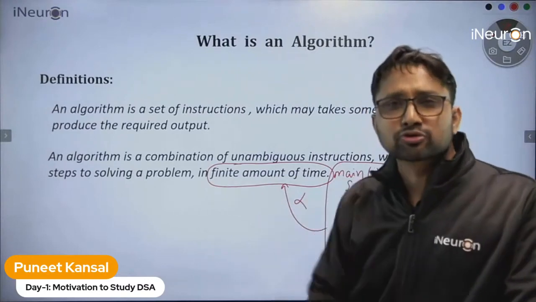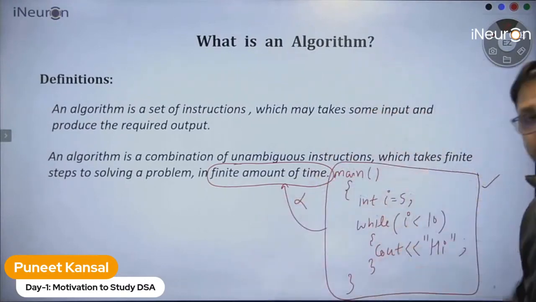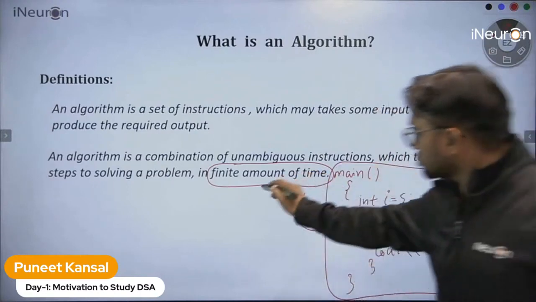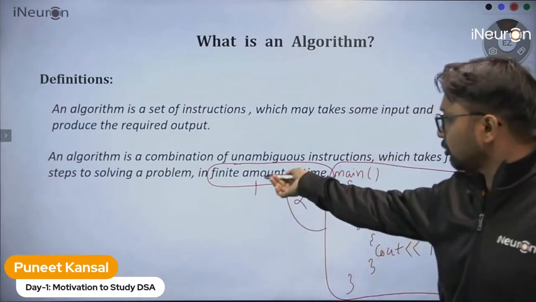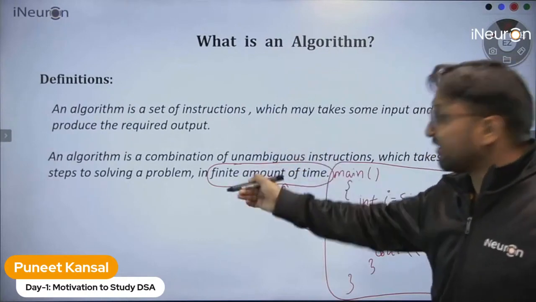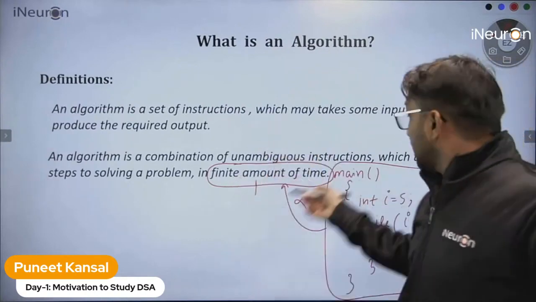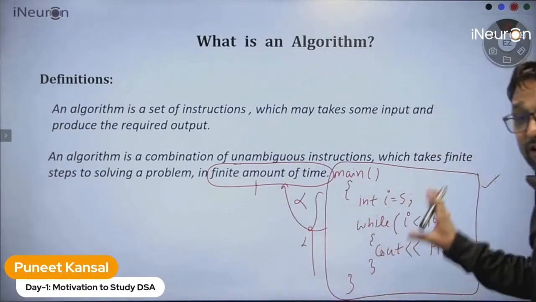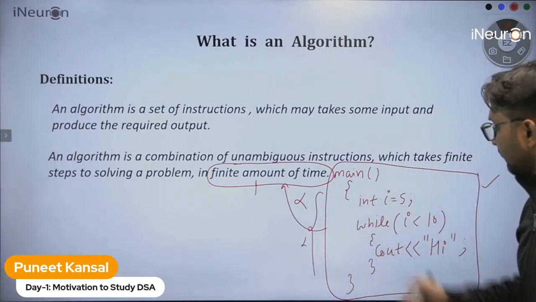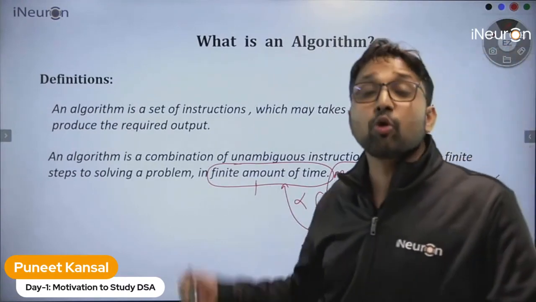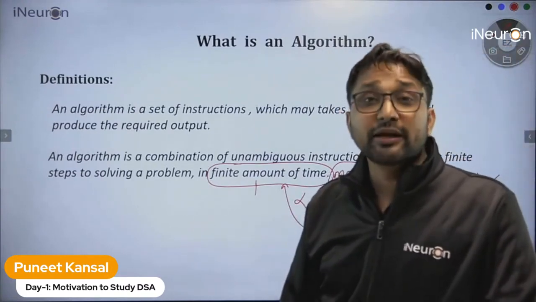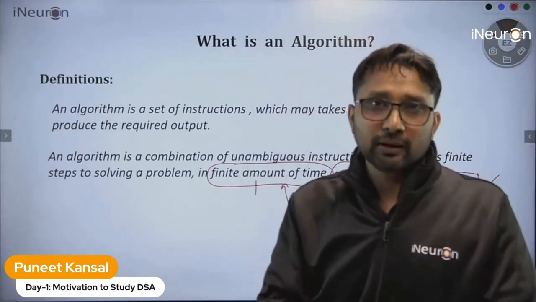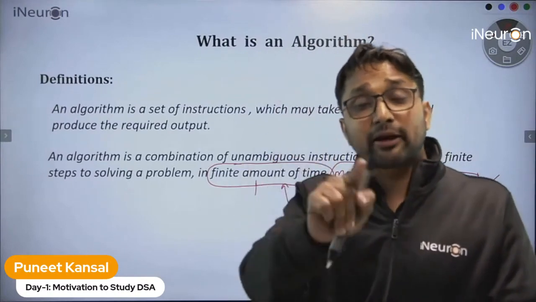How can you ask me how much time this algorithm is taking? Your question is wrong. This is not an algorithm because, by your definition, the time taken by every algorithm will be finite. First thing you can note. Second, what is this? This is a program. You can call it a program. So this is also the difference between a program and an algorithm.